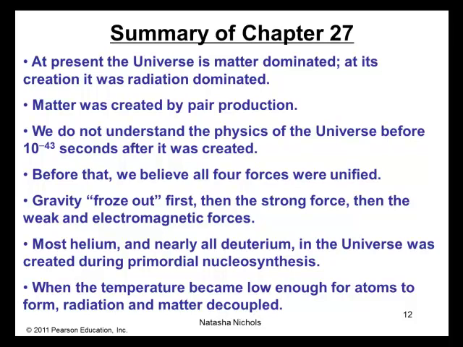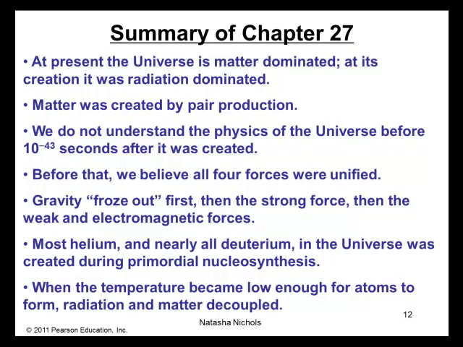At present, the universe is matter-dominated. At its creation, it was radiation-dominated. Matter was created by pair production. We do not understand the physics of the universe before 10 to the minus 43 seconds after it was created. Before that, we believe all four forces were unified.